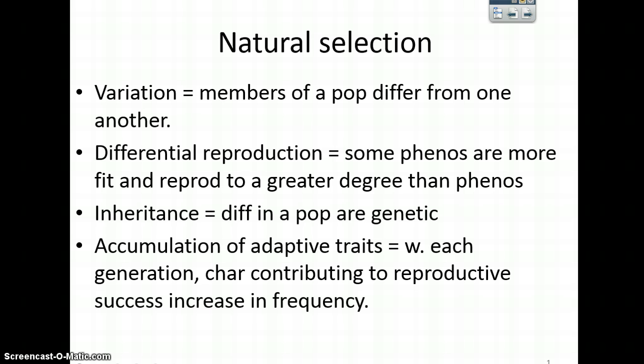Inheritance. Differences in a population are due to their genes. You know that already. Accumulation of adapted traits. With each generation, characteristics contributing to reproductive success increase in frequency. That makes sense. If there is a phenotype out there that's allowing an organism to survive, it's going to be able to have babies, and it's going to pass on that trait to its children because it has the genes in them, so it'll give the genes to the kids. And so from generation to generation to generation, you'll see that trait show up. If it's a trait that they need for survival, it will be there each generation.